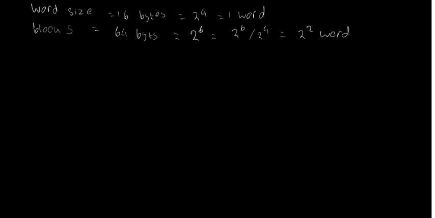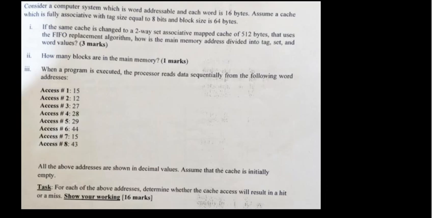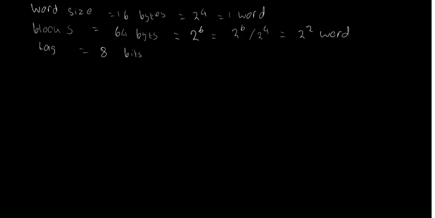And then our tag is equal to 8 bits. So first things first, we have 8 bits for the tag, and then we have 2 bits for the word.